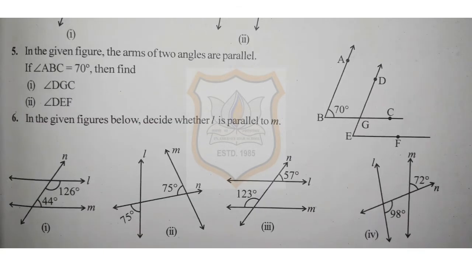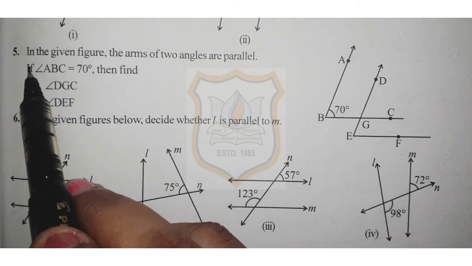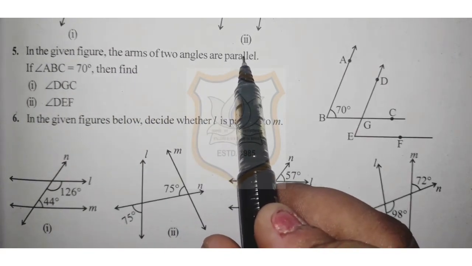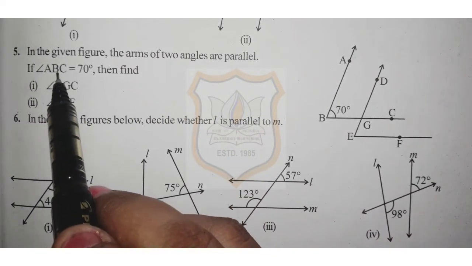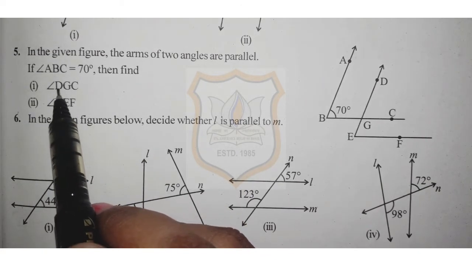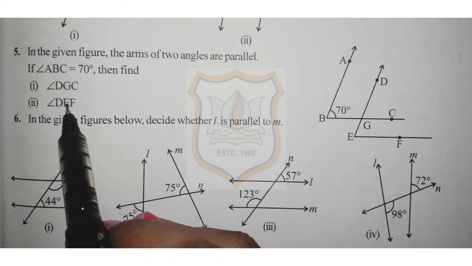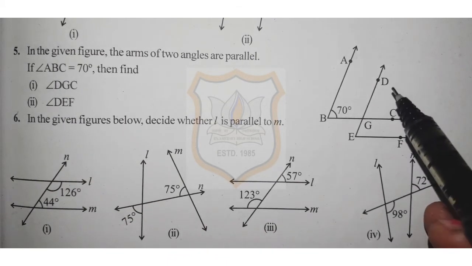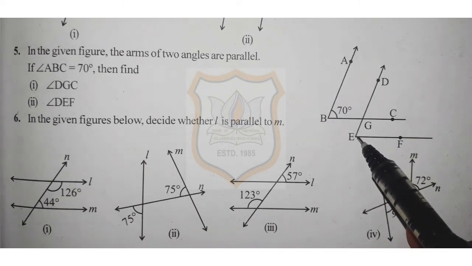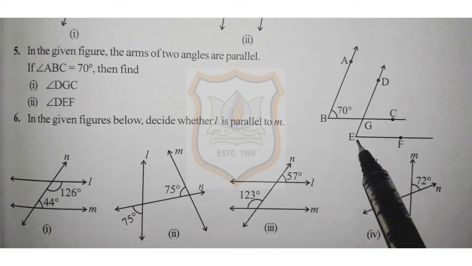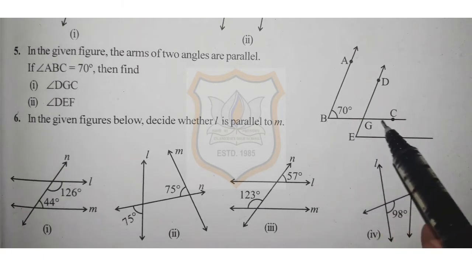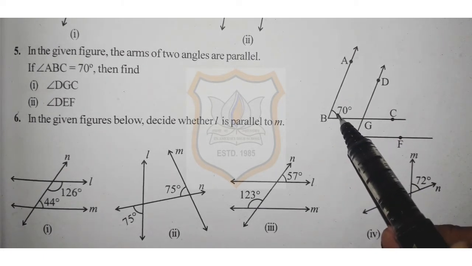Now, students, let's solve question number 5, and that is: in the given figure, the arms of two angles are parallel. If angle ABC is equal to 70 degrees, then find, first one, angle DGC and angle DEF. Now, look at this figure. In this figure, this arm is parallel to this arm and this arm is parallel to this arm. Now, ABC is given out there, that is 70 degrees.